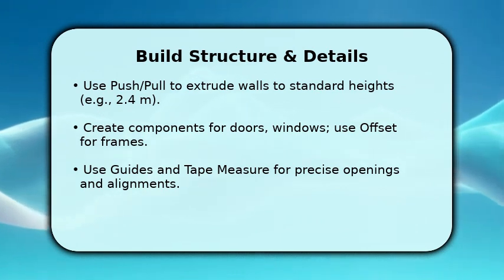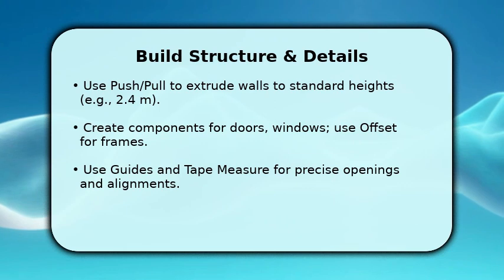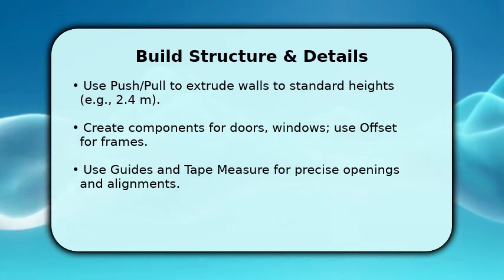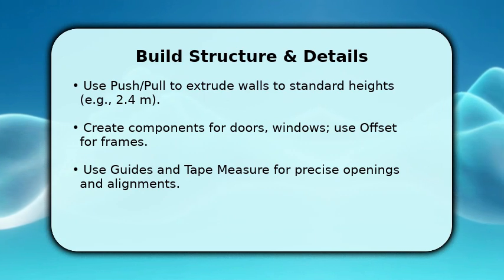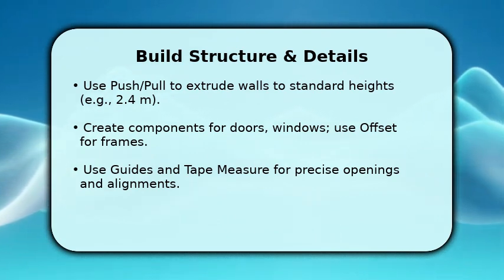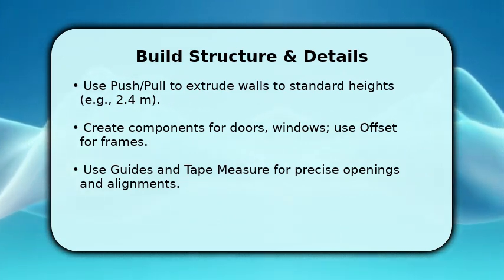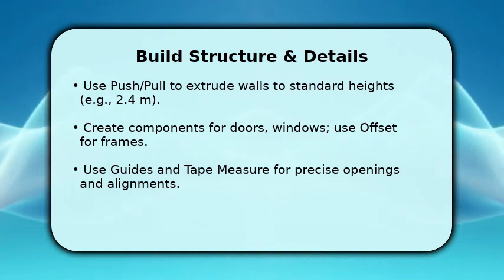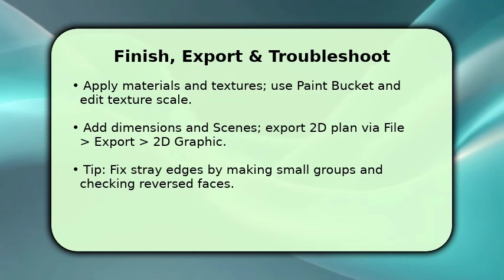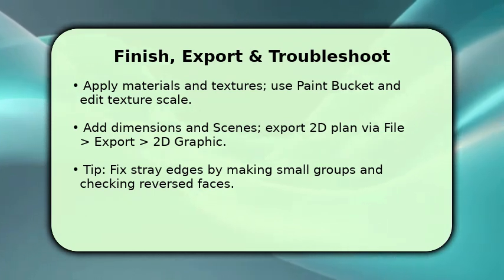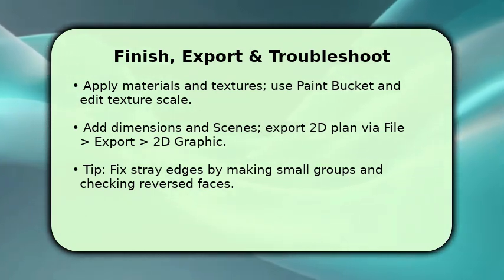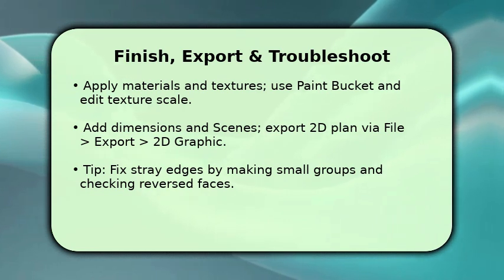Once done, group floor, walls, and fixtures separately so you can toggle visibility and avoid unintentional edits. To finish, apply materials using the paint bucket and adjust texture scale for realistic finishes, then add dimensions and set scenes for standard views. Clean up stray edges and reverse faces so lighting and exports render correctly.